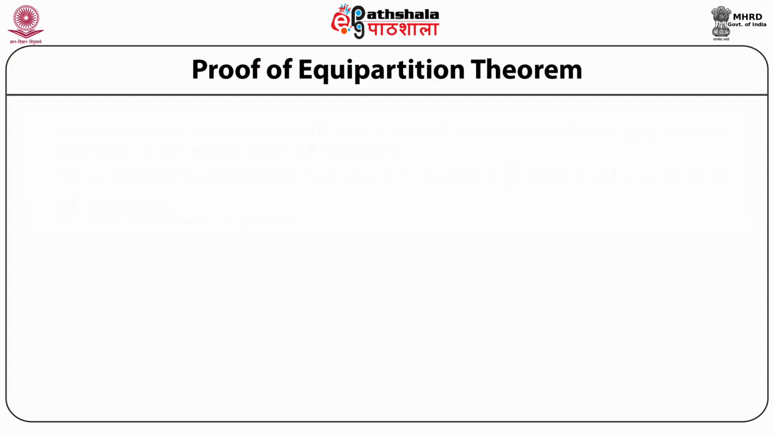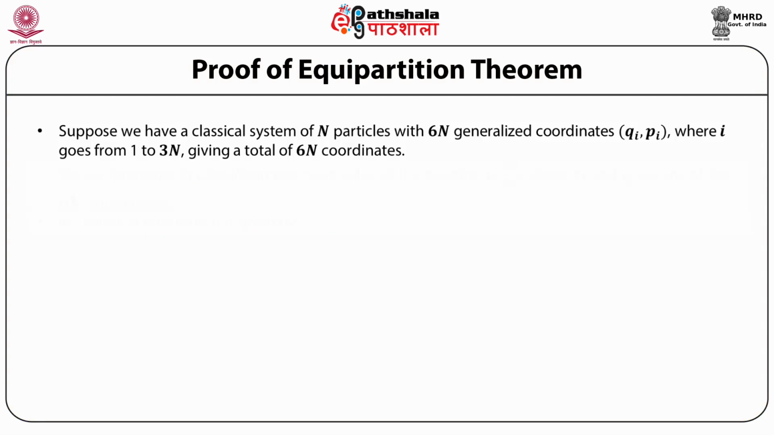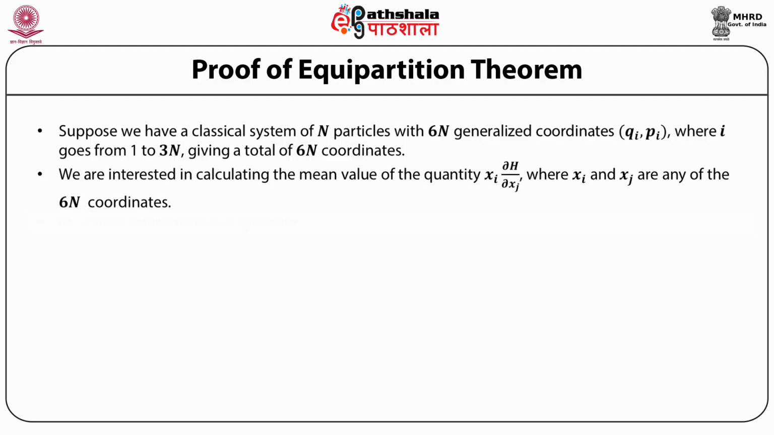Here, we have 3 canonical variables for translational motion, 3 for vibrational motion, 2 for rotational motion, and 2 each for electrical energy and magnetic energy. Proof of the equipartition theorem. Suppose we have a classical system of N particles with 6N generalized coordinates q_i, p_i, where i goes from 1 to 3N, giving a total of 6N coordinates. We are interested in calculating the mean value of the quantity x_i times the partial derivative of the Hamiltonian with respect to x_j, where x_i and x_j are any of the 6N coordinates.